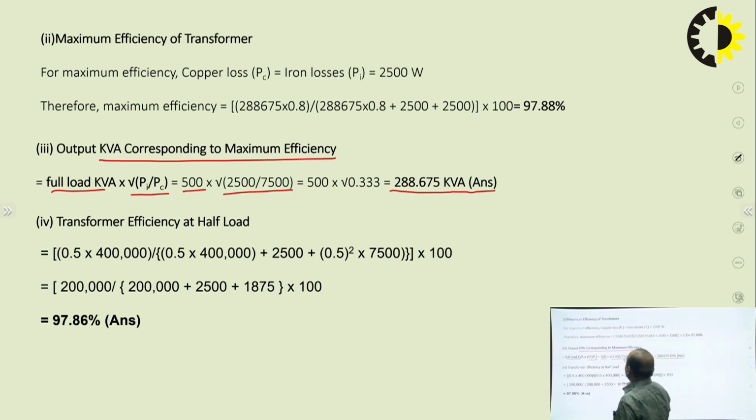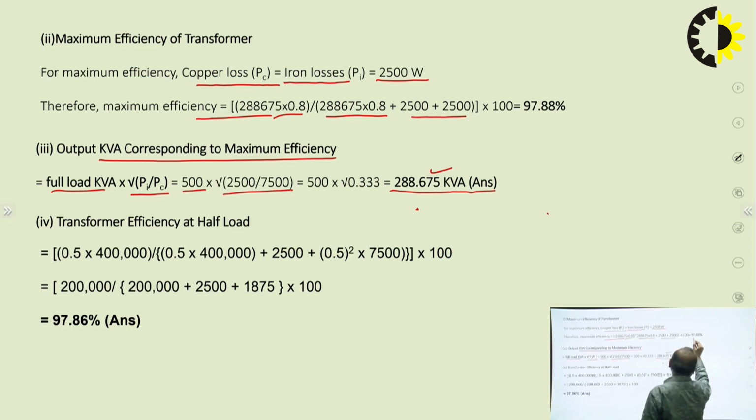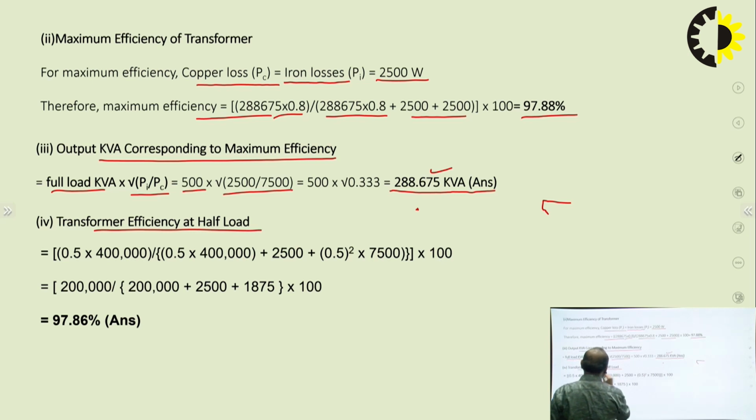So for maximum efficiency, also we have seen that copper losses should be equal to iron losses, and iron losses are constant. So copper losses will become equal to iron losses, that is 2500 watt, and maximum efficiency becomes the output power that we have found for maximum efficiency into power factor divided by output power plus double of iron losses, since copper losses and iron losses are equal for maximum efficiency. So this comes out as 97.88%.